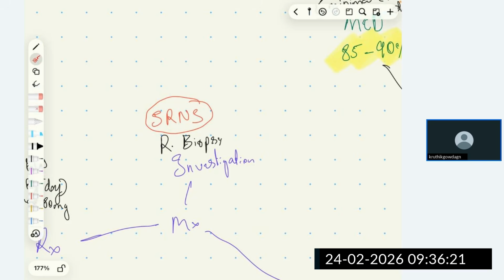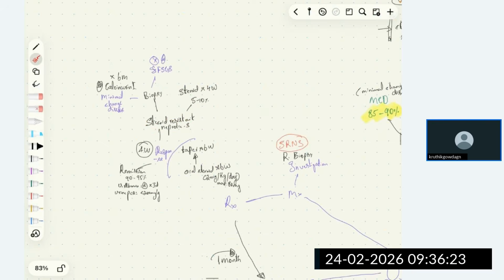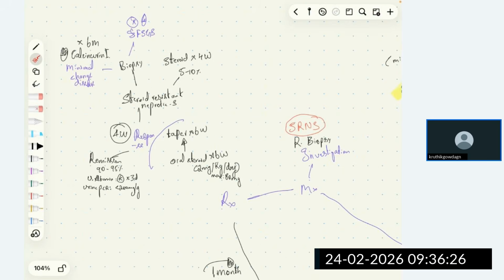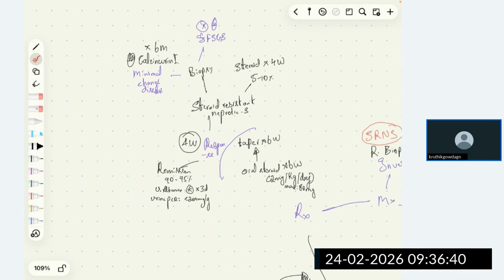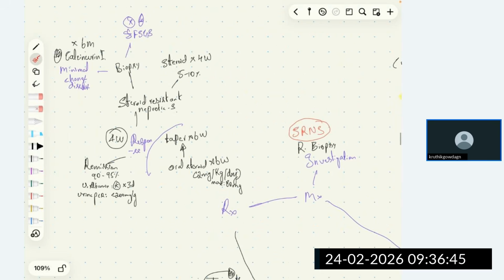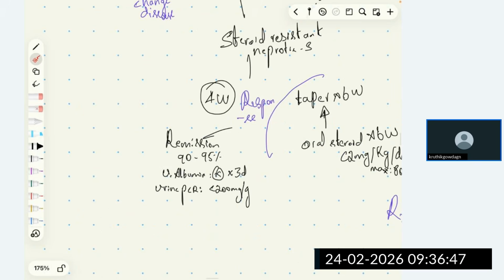Let's see what it is. In treatment, first we will give oral steroids for 6 weeks in children. I am mentioning 2 mg per kg per day, maximum dose 80 mg for 6 weeks, and then we'll taper it in the next 6 weeks. After 4 weeks, we check for response. 90 to 95% of patients show remission. Remission is defined by urine albumin nil for 3 days, urine protein creatinine ratio less than 200 mg per gram.